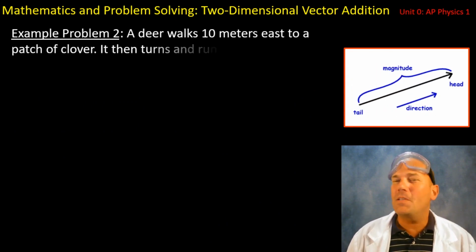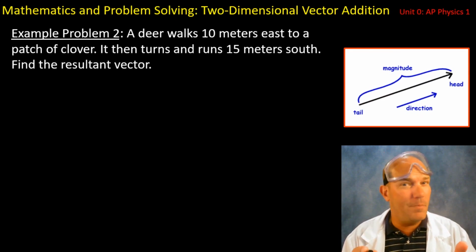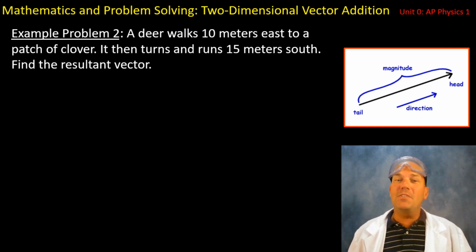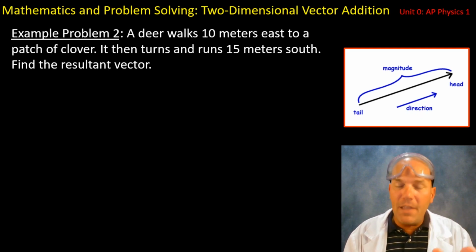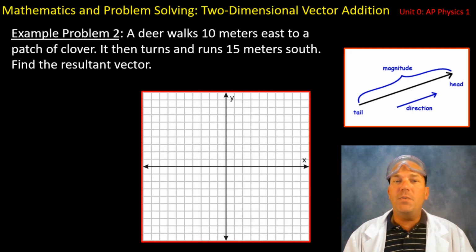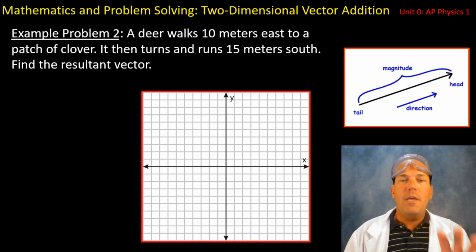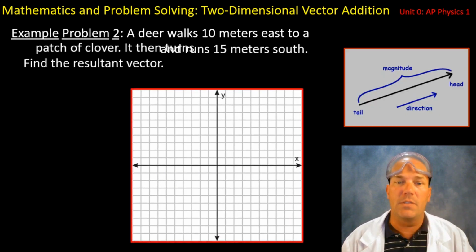A deer walks 10 meters east to a patch of clover. Sound familiar? But this time, the deer turns and runs 15 meters south. Find the resultant vector. We're going to use a Cartesian plane in the coordinate system for this one because our problem is giving reference with cardinal directions.